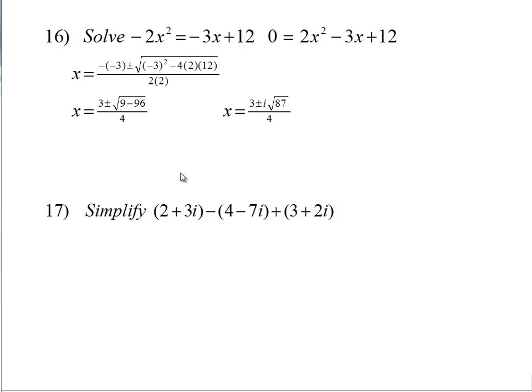And then 17, simplify. Whenever I simplify, I take the first one and leave it alone. Minus means I change my 4 and I change my 7. And then plus means I leave my last one. And I put them in vertically. So I take 3 plus i, under it minus 4 plus 7i, and then under that plus 3 plus 2i. Then it's easier if you're vertical. 3 minus 4 plus 3 is 2. 1 plus 7 plus 2 is 10i.